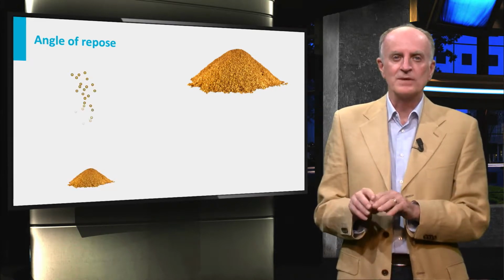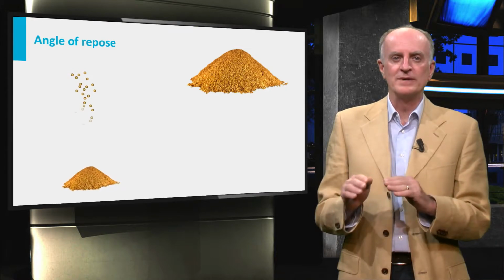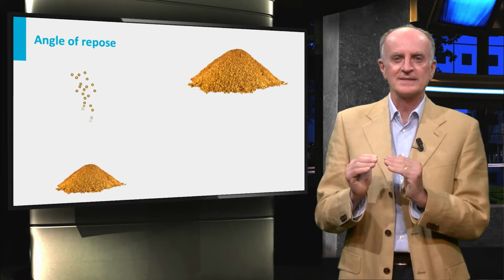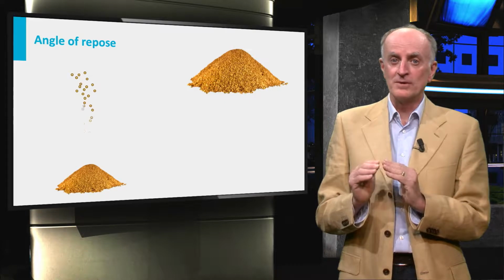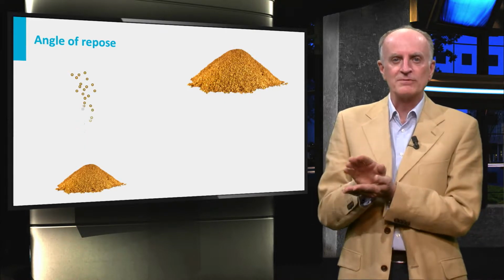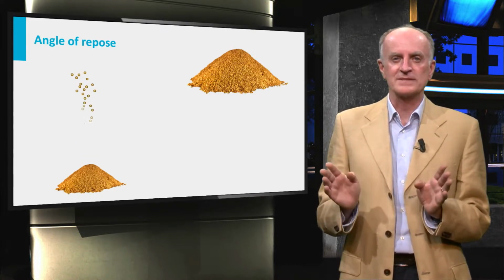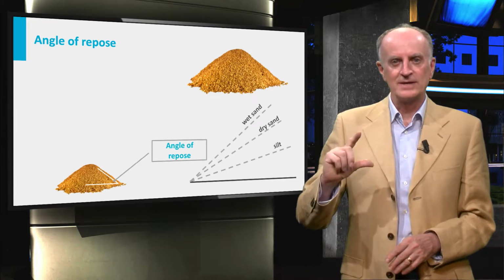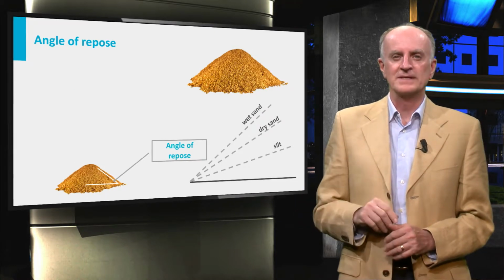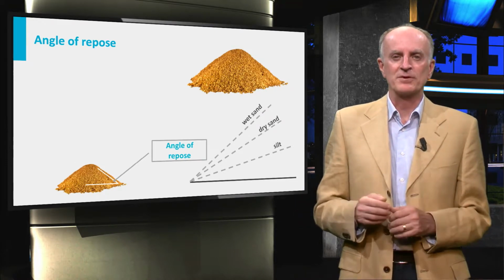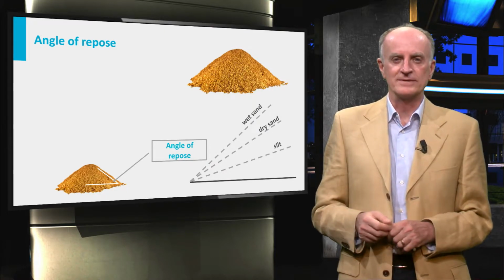Falling grains will start forming a small cone which will grow in size. Interestingly, it will grow, but the angle of the cone will remain constant throughout the process. This angle is called the angle of repose, and it is a very important property of the sediment in question.